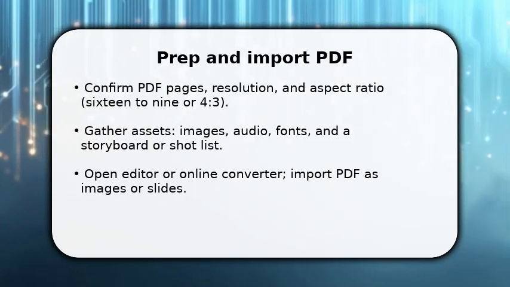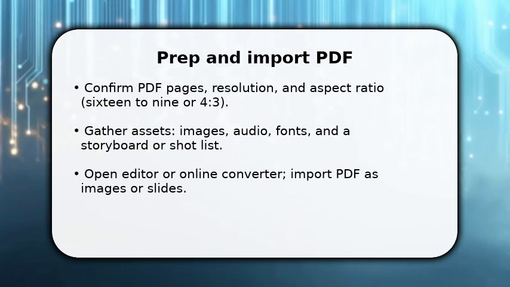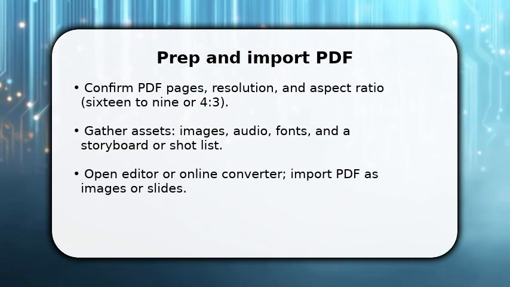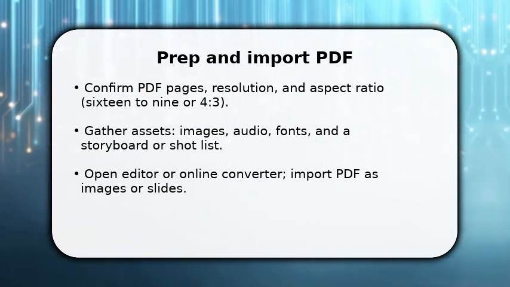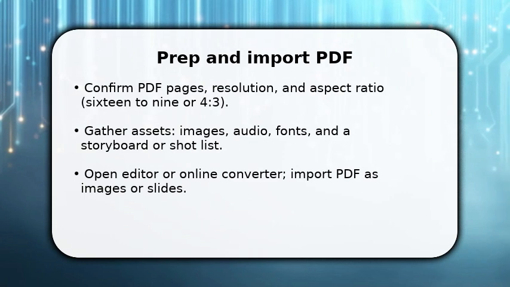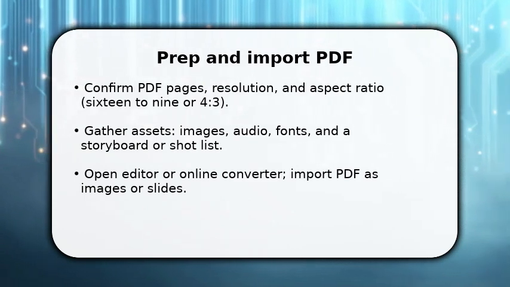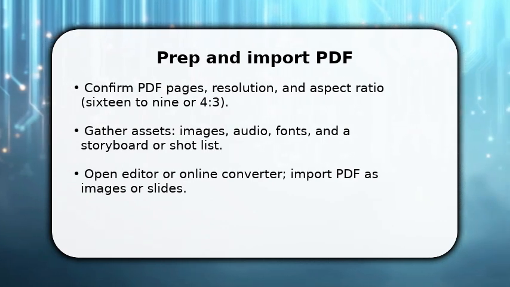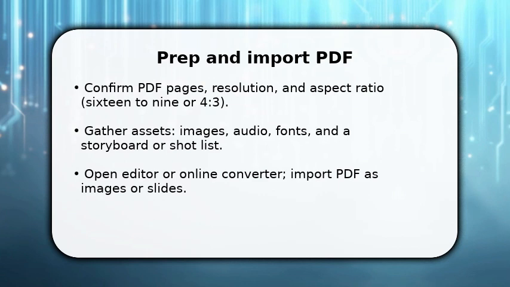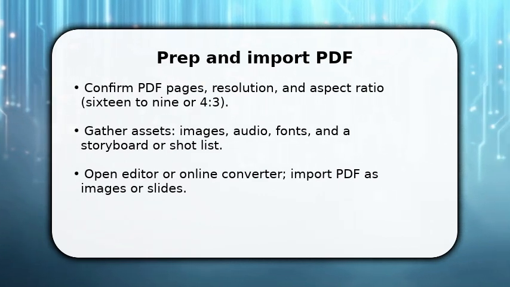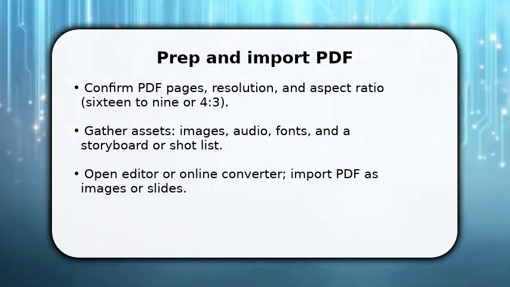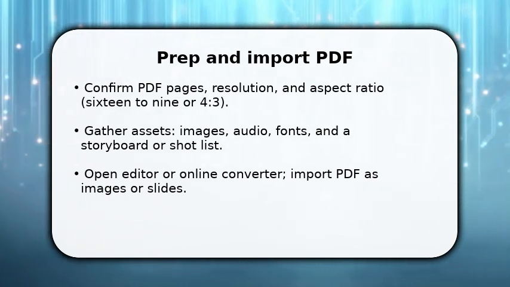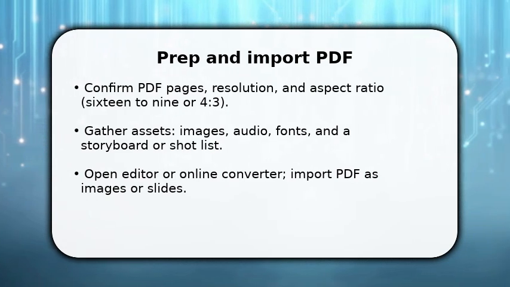You start by preparing the PDF and assets. Open your video editor and import the PDF immediately. Once imported, make sure each page converts to a high-resolution image or native slide so text remains crisp. You want consistent aspect ratio, for example, 16:9, and matching frame rate. Choose 24 or 30 FPS depending on final platform. While importing, organize audio tracks and fonts into folders so editing stays fast.